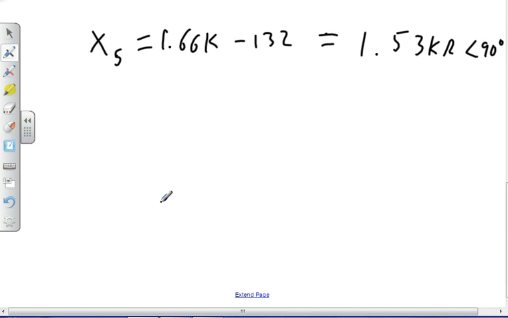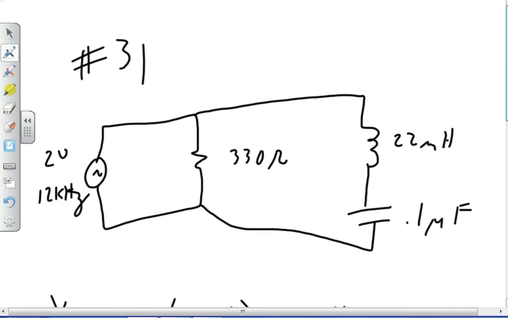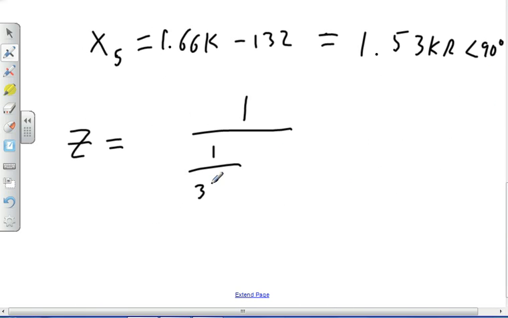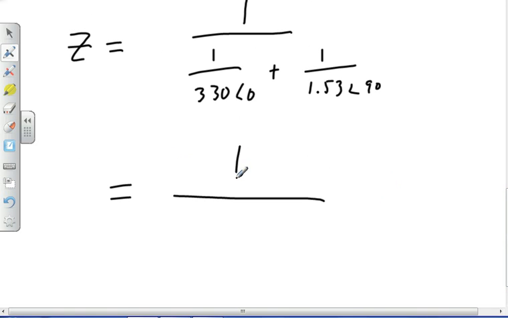Is that better? Much. All right, so I'm looking for the impedance. Impedance is going to be 1 over, that's the resistor, 330 angle 0 plus 1 over 1.53K angle 90. Now this is where, if I had a better calculator, I'd be all set. All right, so back to my calculator.